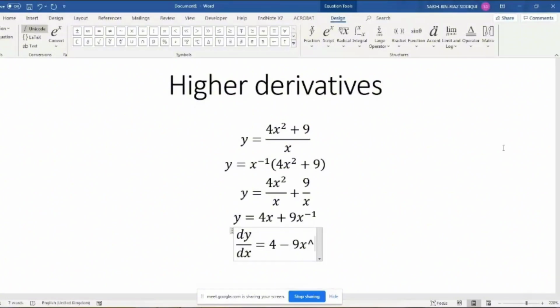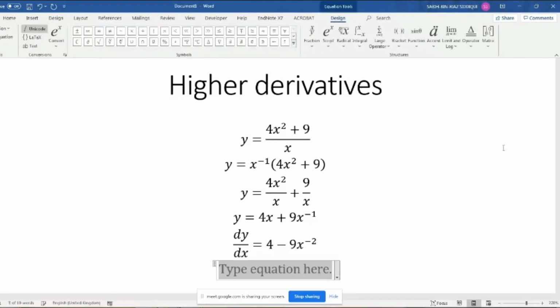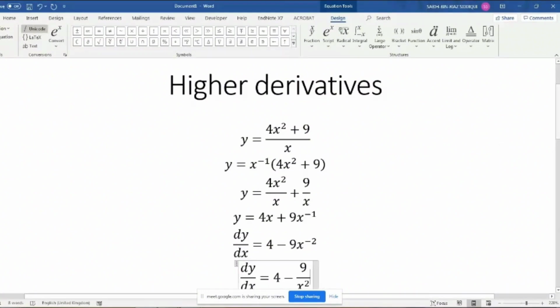Very good, Rayan. And I expect other people to contribute as well. Rayan should not be the only one contributing. Very good, Rayan. 4 minus 9 over x square. So this is the differential.